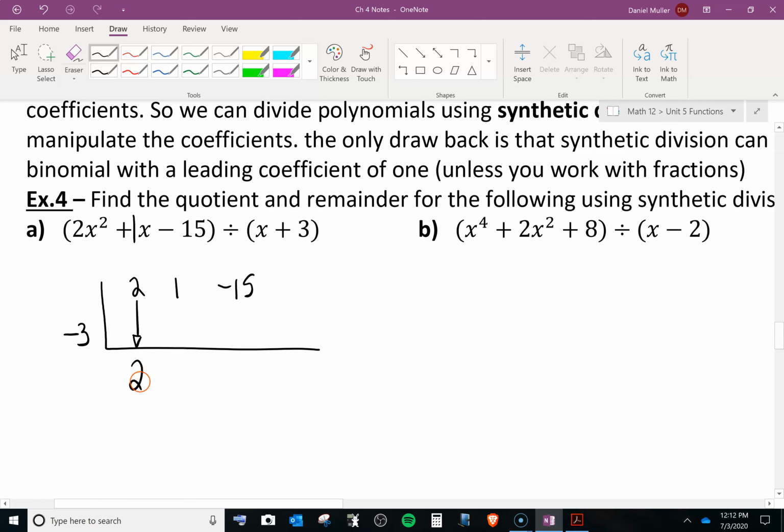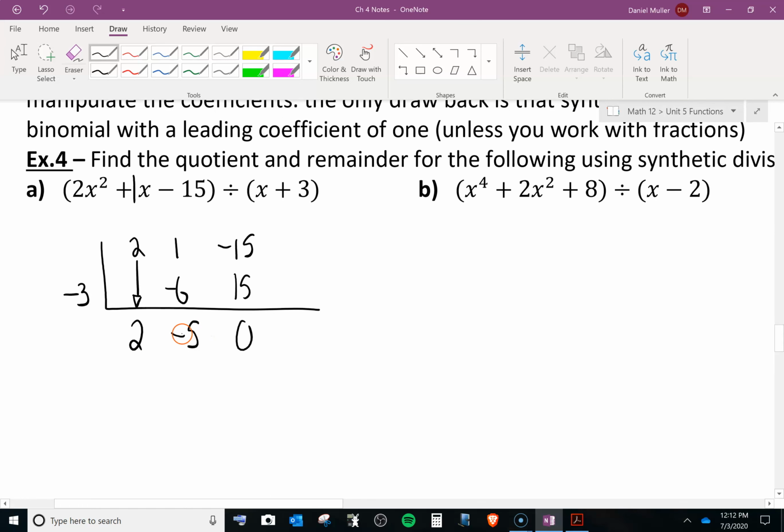You multiply your diagonals, so negative 6, and you write that here. And then you can put these together, negative 5. Multiply your diagonals, positive 15. Put those together, 0. That's it. So these were the numbers that we were after. So I can write those numbers down, 2, negative 5.